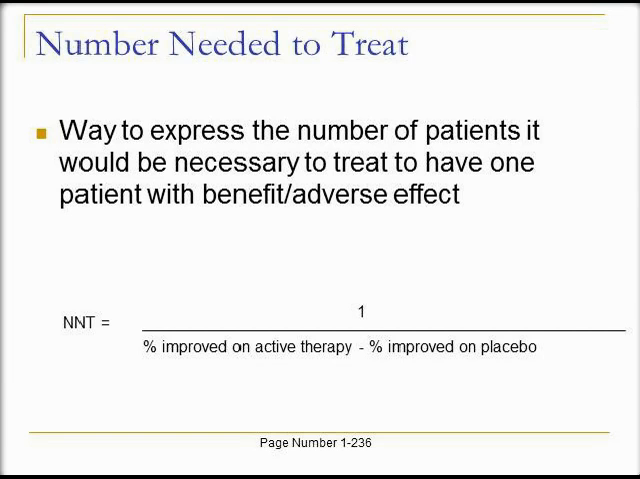So just a reminder, number needed to treat is a way to say how many patients we would have to treat in order to have one patient who has the benefit. We can do number needed to harm, which is the same thing, except the number of patients we would need to treat to have one person have that adverse effect. So you put 1 over the percent improved on active therapy minus the percent improved on placebo, and you get your number needed to treat. So do we want our number needed to treat to be higher or lower? Lower, right? Unless it's an adverse effect, in which case we want it to be higher.